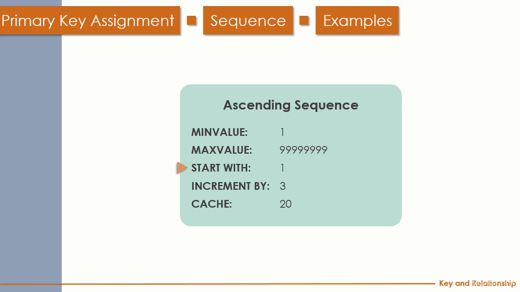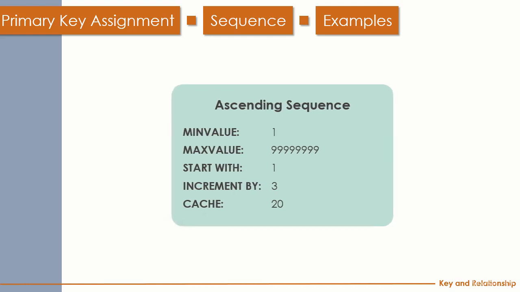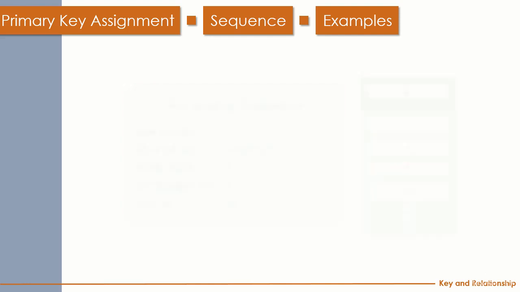Then the start with value, which value we start with, is 1. Increment by is how each value will be generated. We say 3. The cache, usually we'll have this property to allow the database engine to optimize the speed. Then you can cache some values in memory. In this case, when you insert the data, you will get 1, 4, 7, or 10, etc.